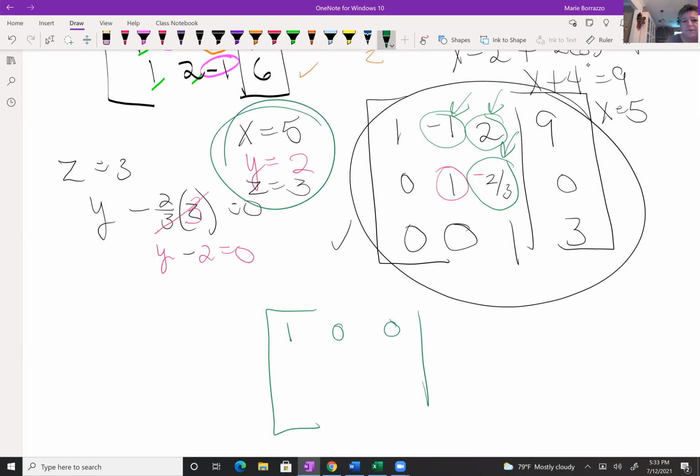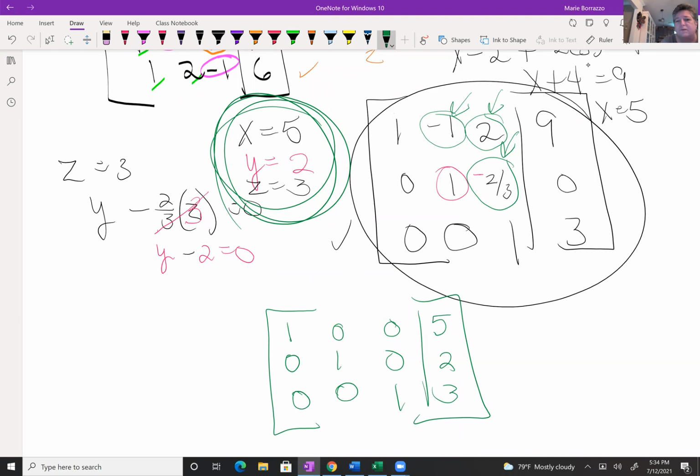What ends up happening, to make this long story short, is you're going to end up with 1, 0, 0, and I want you to focus over here, this will be 5. This will be 0, 1, 0, and this will be 2. And this is 0, 0, 1, and this is your 3. Notice that those are the answers. This is not back substitution. This is Gauss-Jordan, and you are basically solving the entire matrix, in essence. Cool?